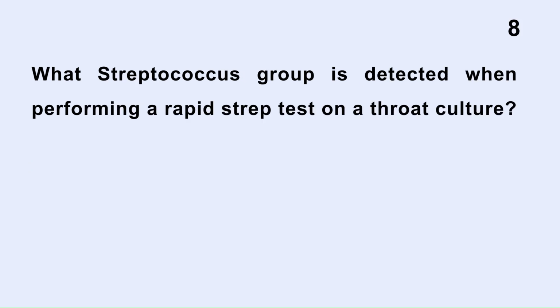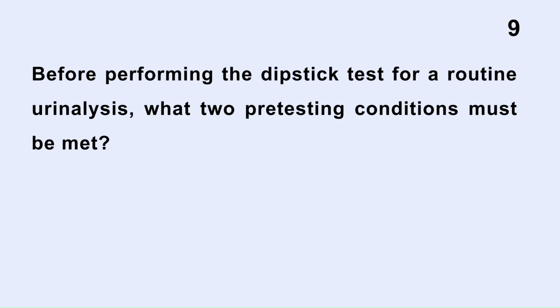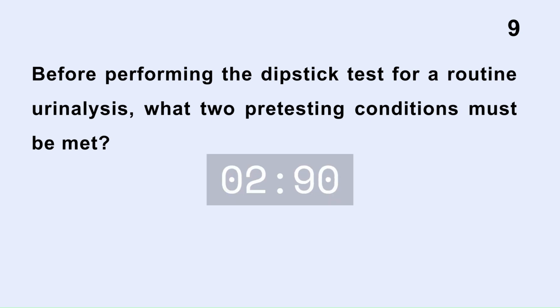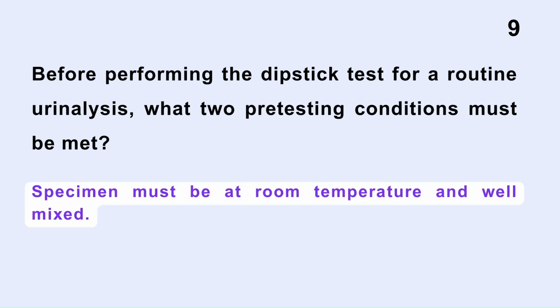Feces. What streptococcus group is detected when performing a rapid strep test on a throat culture? Group A. Before performing the dipstick test for a routine urinalysis, what two pre-testing conditions must be met? Specimen must be at room temperature and well mixed.